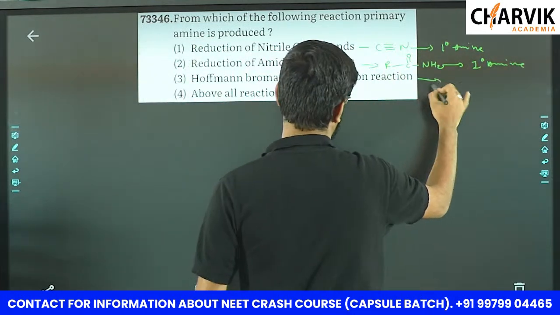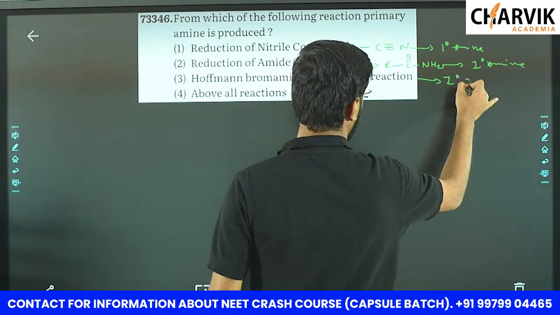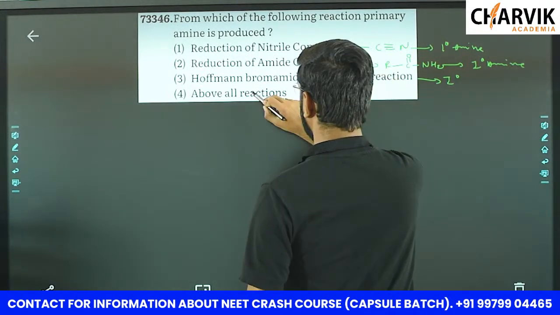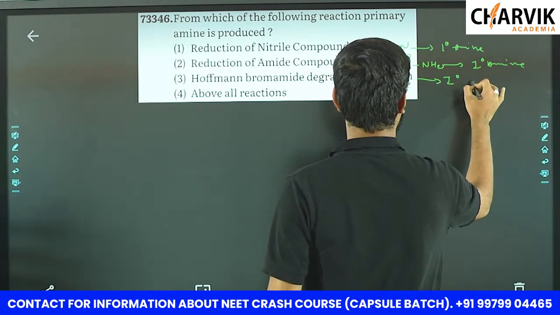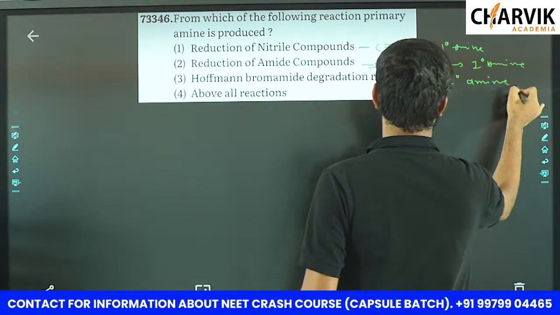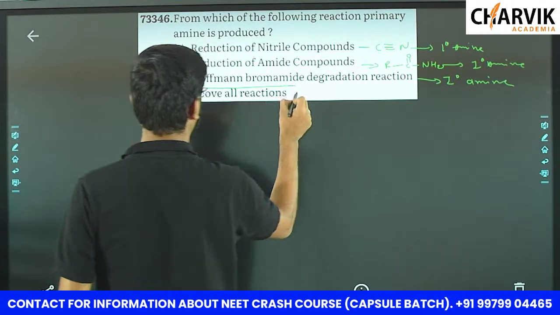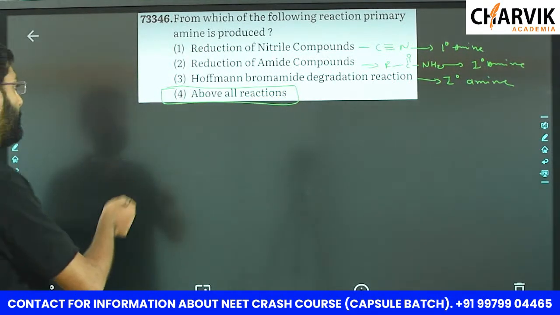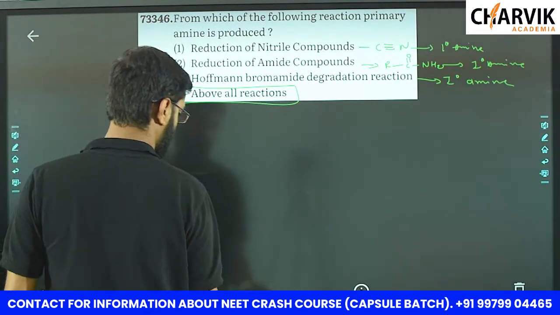Hoffmann bromamide. Third option gives again primary amine. So all reactions give primary amine. So fourth is your simple question.